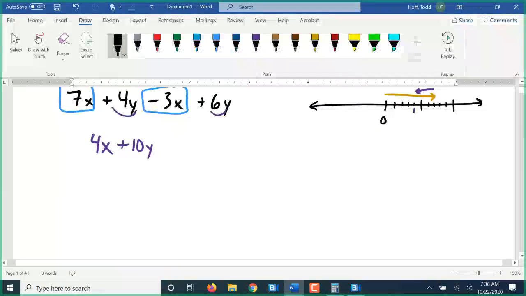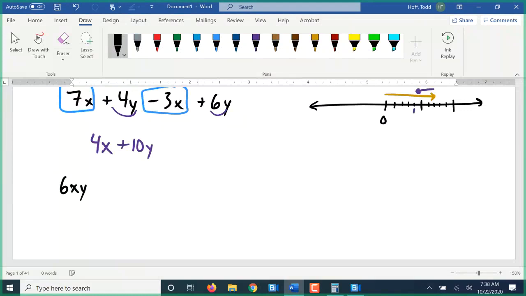We can have more than one name on a single count. It is possible to have 6xy. We have two different names. In order to combine them with anything else using addition or subtraction, the other number has to have exactly the same name. 6xy and 2xy do have the same name. I combine the count, 6 and 2 is 8, and I keep that same name of xy.